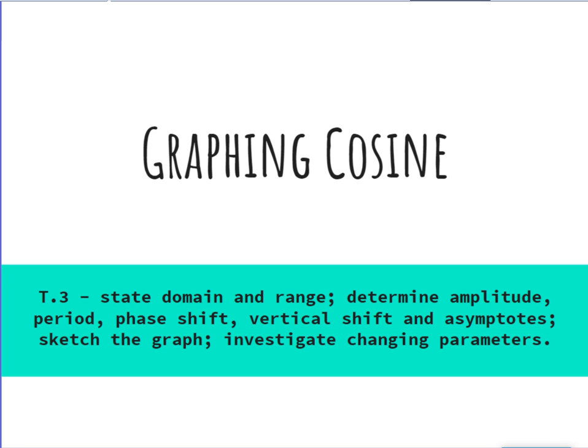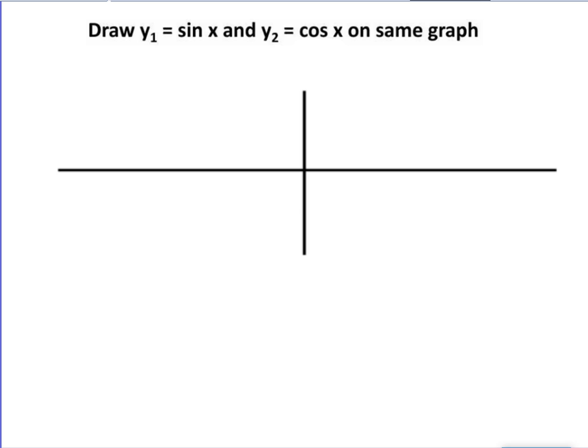T3B, we're going to look at graphing cosine. What we're going to do here is draw sine of x and cosine of x on the same graph. Sine of x we've done before, the parent function y equals sine x. You should know this by now, the x values that we're going to use: 0, pi over 2, pi, 3 pi over 2, and 2 pi.